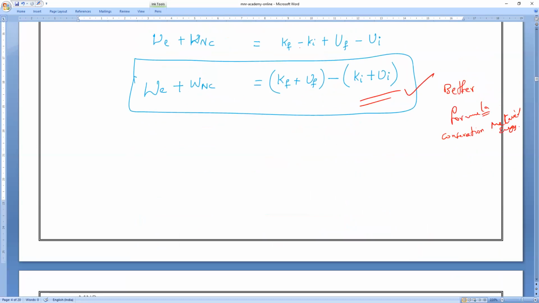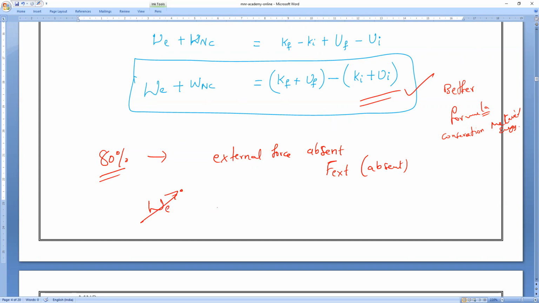Now, 80 to 90% of the sums which will come in our exam, and for you, 11th class, the external force is zero. That means external force is absent. If external force is absent, what do you mean by that? Work done by the external force is equal to what? Zero. And in 80% of problems, they will provide smooth surfaces.